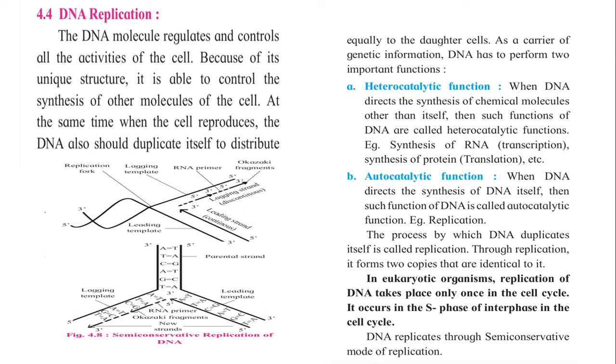The process by which DNA duplicates itself is called replication. Through replication, it forms two copies that are identical to it. In eukaryotic organisms, replication of DNA takes place only once in the cell cycle. It occurs in the S phase of interphase in the cell cycle. DNA replicates through the semi-conservative mode of replication as shown in the figure.